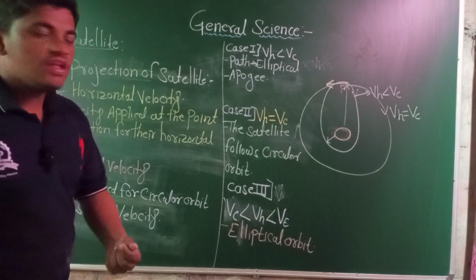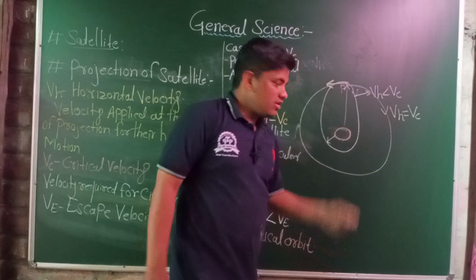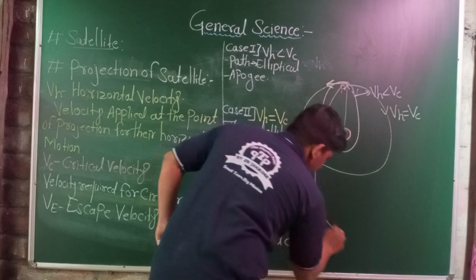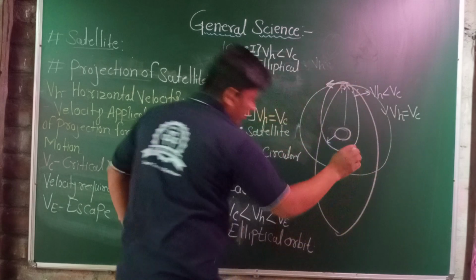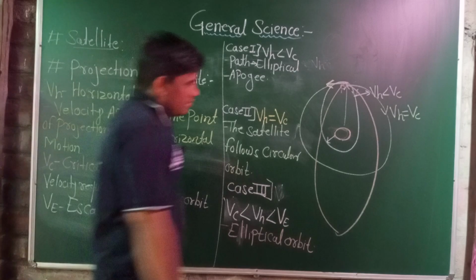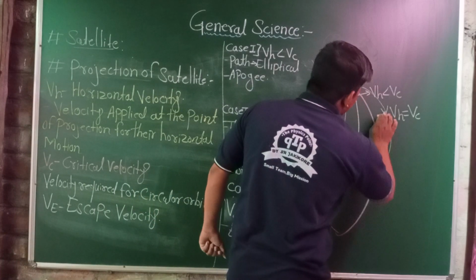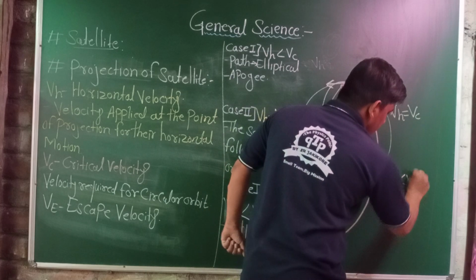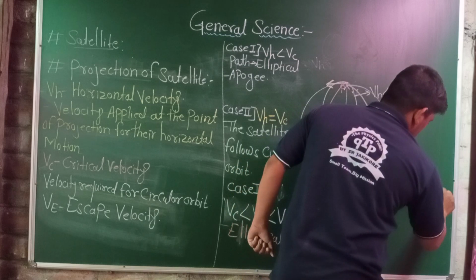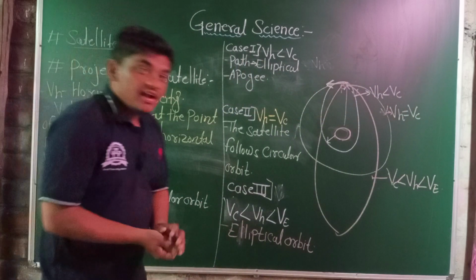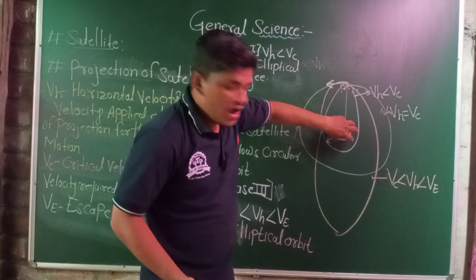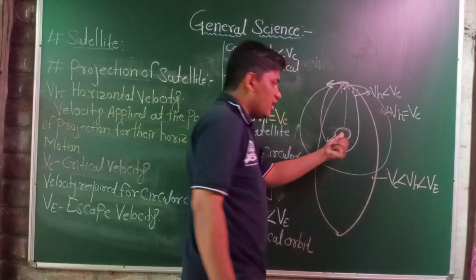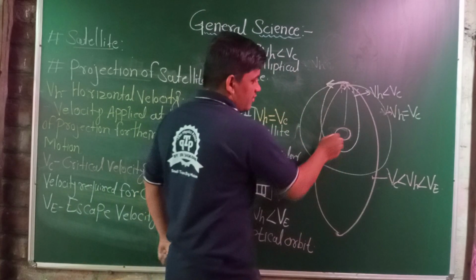And at that time the distance of that particular orbit from the sun is much larger. This is another type. This is the third condition. Vh is greater than Vc and less than Ve. At that time, this is the apogee, and the distance from the Earth will be much less. The difference between the other point and the Earth is much greater as compared to the first case.